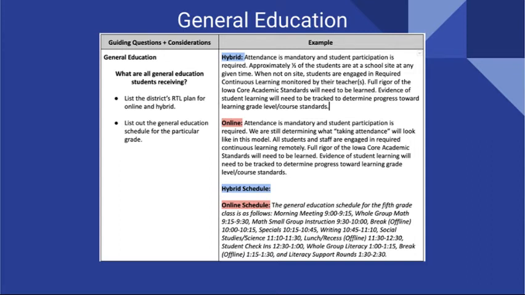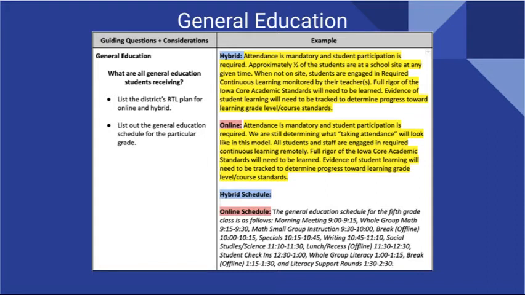This section is mostly a copy and paste section. You will notice the highlighted portion is from the district's instructional models. You will copy and paste that into both the hybrid and online section. The next part are the schedules for hybrid and online scheduling for this student. You will get these from your building.